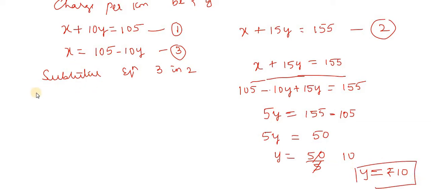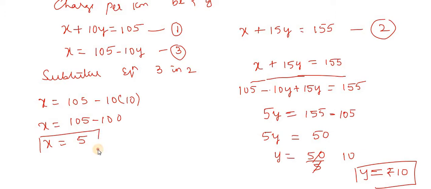So now we can find the x value. Substitute in equation 1 or equation 2 or equation 3, wherever you want. I'll substitute in equation 3. So here 105 minus 10 into 10. So x is equal to 105 minus 100, so x is equal to rupees 5.